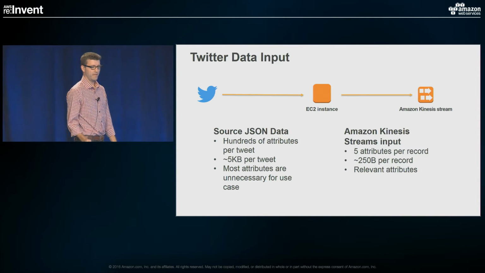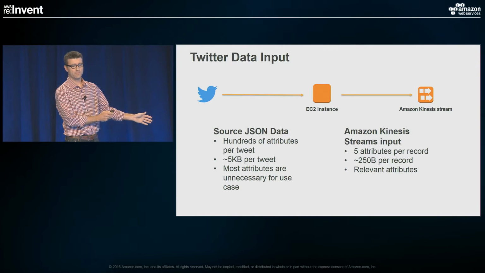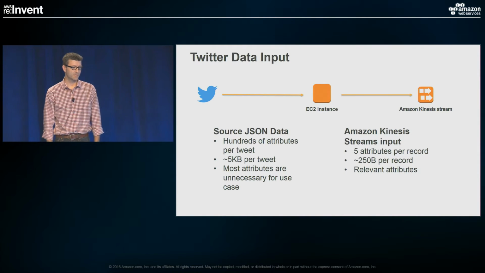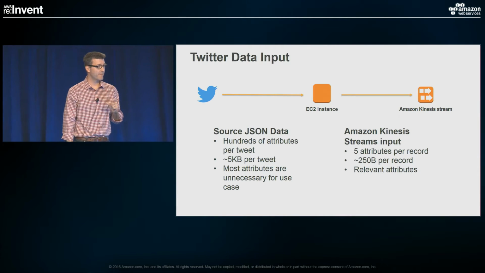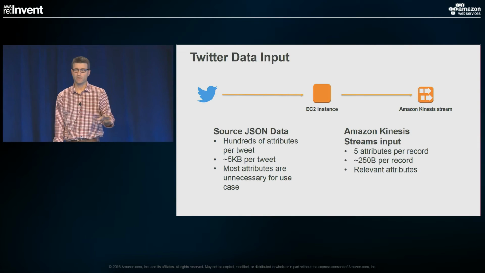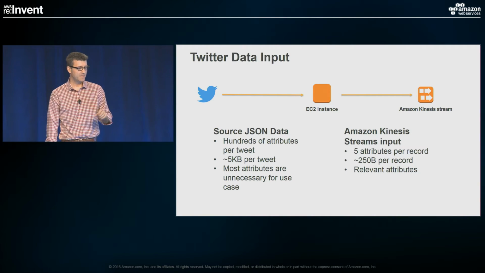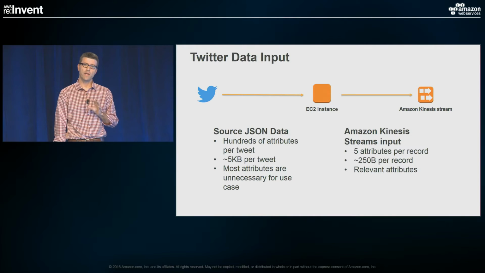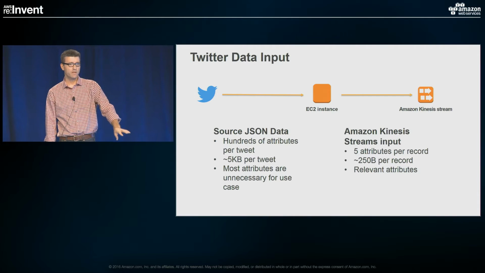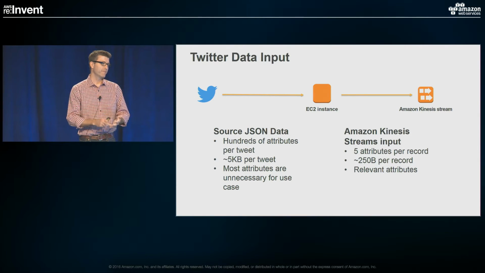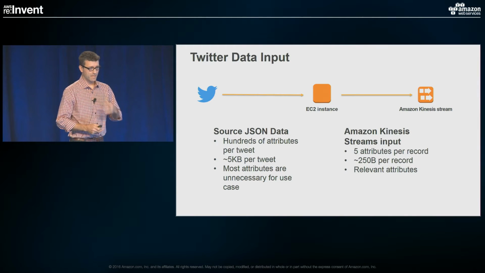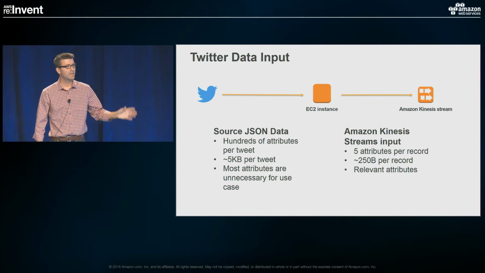So we're going to walk through this from left to right. As I mentioned, the source JSON data from Twitter is quite noisy, hundreds of attributes. It's about 5K per tweet, and most attributes we don't care about for this use case. What the EC2 instance is doing here is this: when you create a Twitter application, you can tell Twitter you don't want a full stream of all tweets. I can say, just give me stuff relevant to NHL, NFL, NBA, MLB. I can even give it the hashtags for teams that I want. So it can give me an already filtered list.